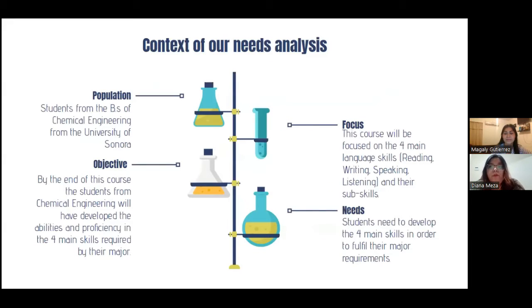Before presenting you the materials that we created, I want to talk to you about the context of our needs analysis. Our population is students from the BS of Chemical Engineering from the University of Sonora, and the focus is the four main language skills: reading, writing, speaking, and listening, and sub-skills such as reading strategies or writing strategies too. The objective is that the students from chemical engineering will have developed the abilities and proficiency in the four main skills required by their major, and the needs.